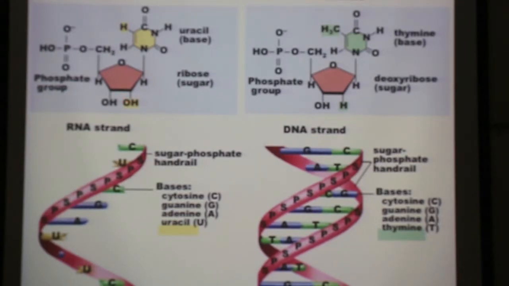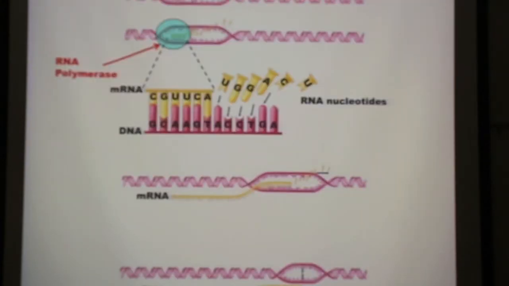And then the other difference is with the nitrogenous bases. They're all the same except in DNA, you're going to see thymine, and in RNA, you're going to see uracil. So wherever you have adenine on one side, what pairs with that in RNA is uracil. Whereas in DNA, if you have adenine on one side, what would pair with that would be thymine. So that's a difference that you'll see there.